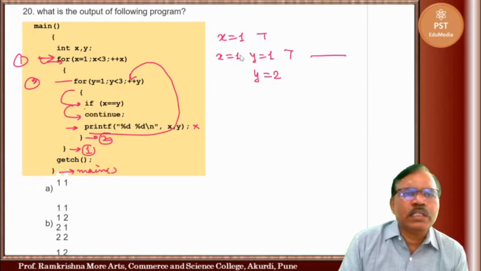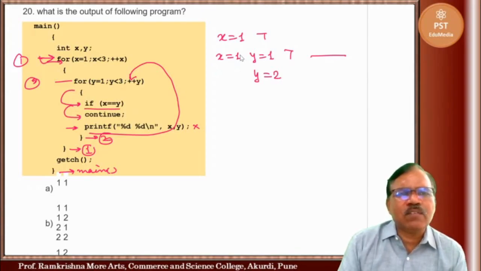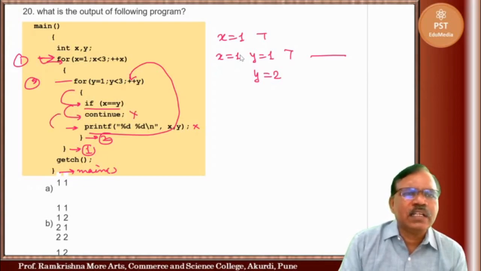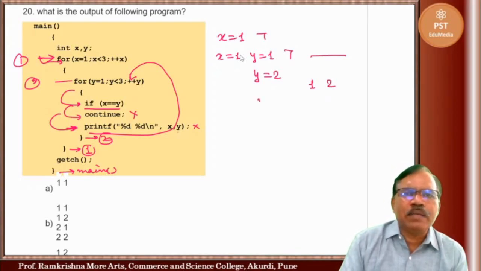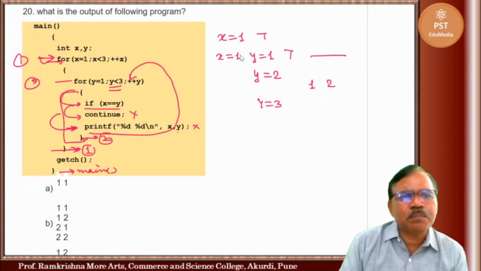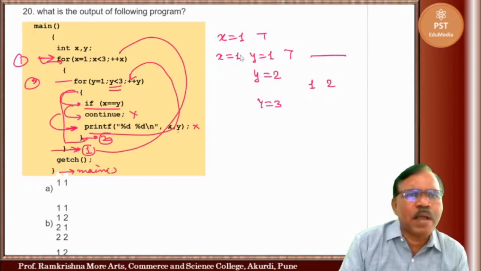It will go to this statement, if x equal y, no, so continue is not executed, it will go to this print %d xy. So what happens, 1 and 2 is printed. Now y will become 3. The condition is false, so it will come out of the second for loop, it will come at the end of the first for loop, it will go back.